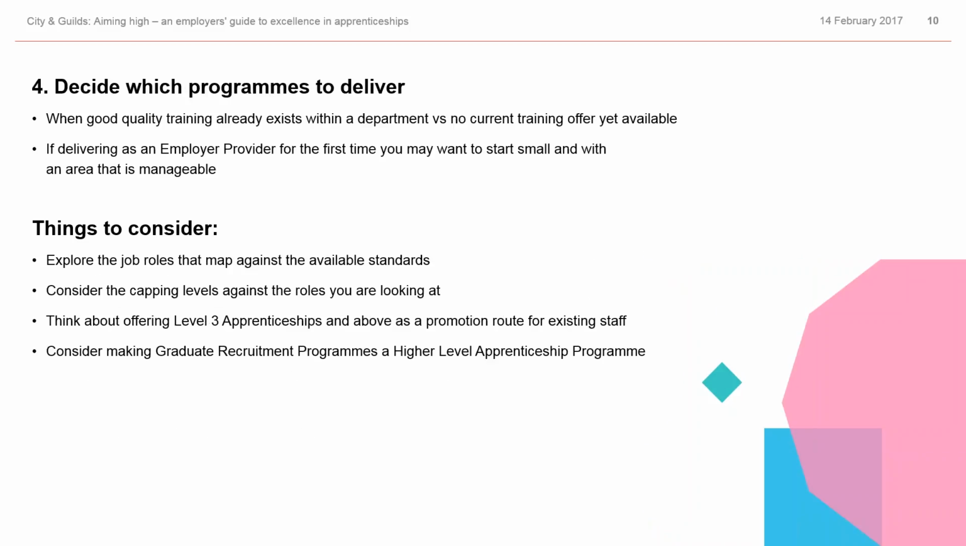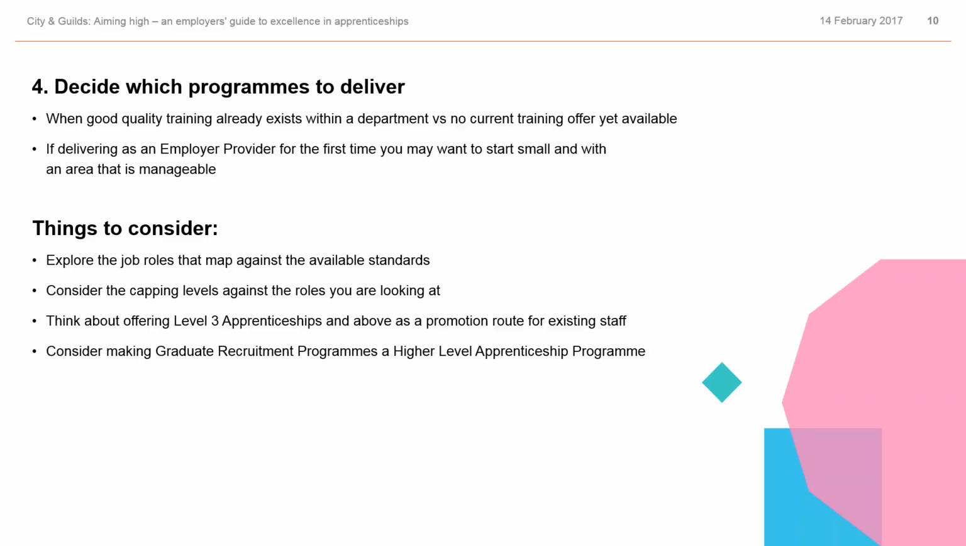Okay, step 4, decide which programs to deliver. It might help you to find an area that you feel confident with and start a pilot. Or you might have a partner that currently has really good training and really good results, retention rates for example, that you might want to use for your apprenticeship. Or you might have areas where you've got no current training at all, and you want to use a training provider, because it's going to add more value to your business, succession planning and planning for the future.